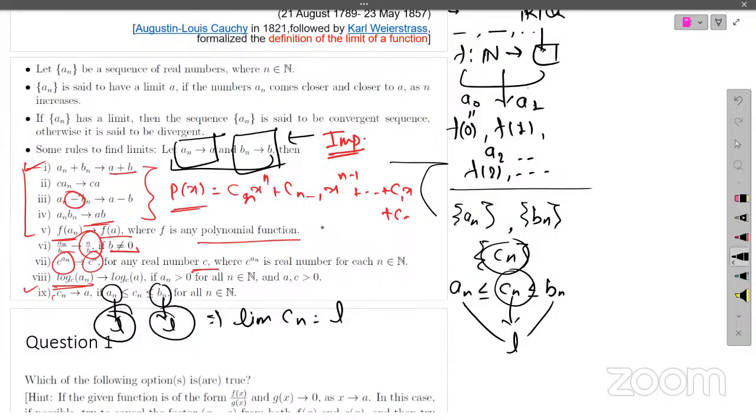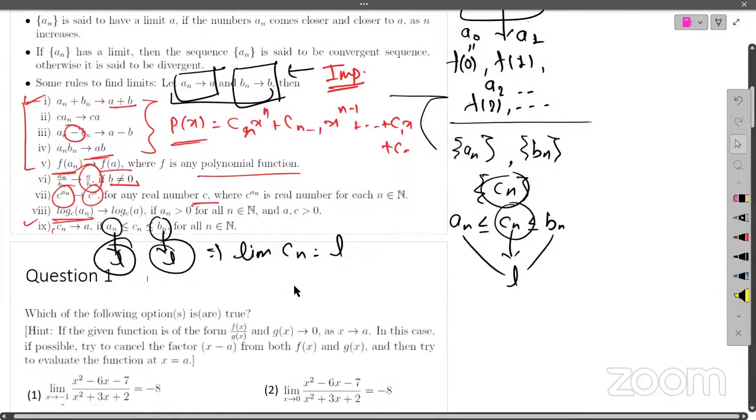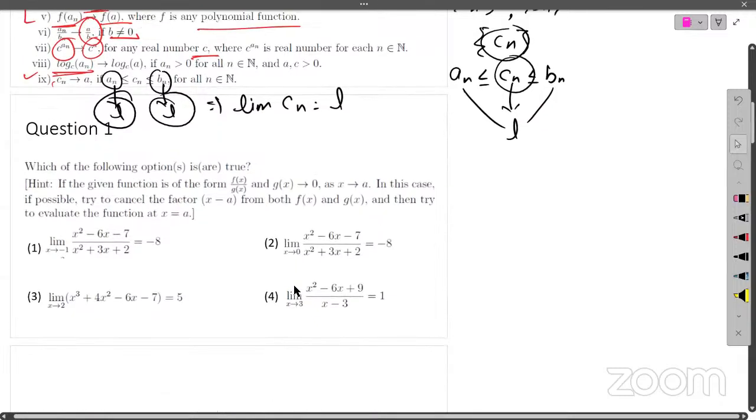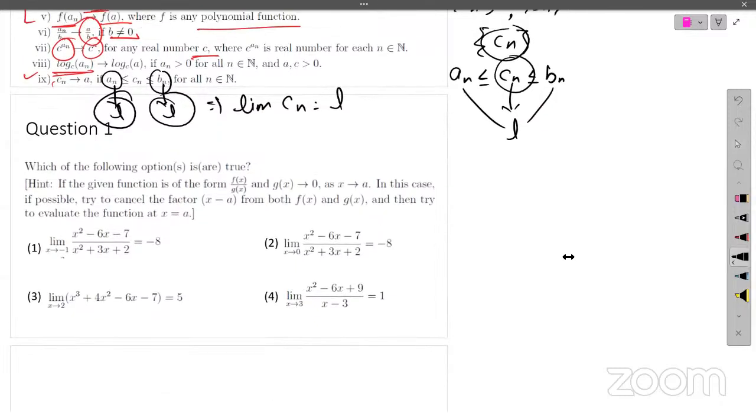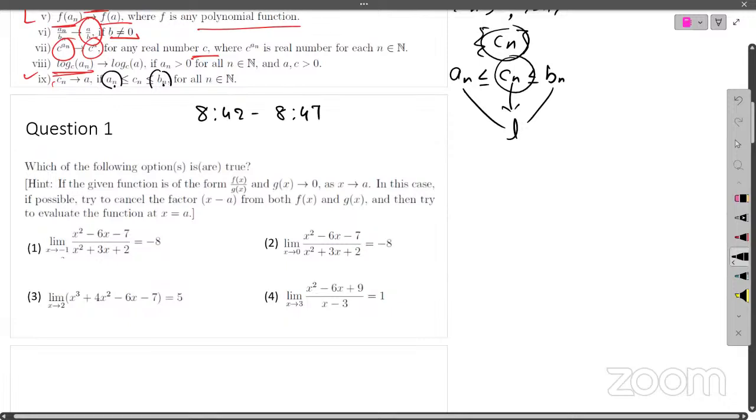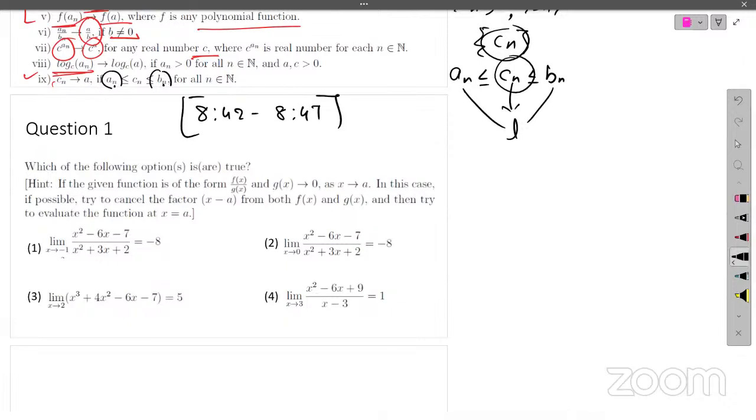Now we will solve some questions related to this particular topic. Let's try to solve the first question. Since there are 4 different sequences, let's take 5 minutes to solve it, from 8:42 to 8:47. Please answer in the chat box so that it will be helpful for others also. At least try to solve it. It doesn't matter whether you get the correct answer; whatever you get, think about it and then answer in the chat.